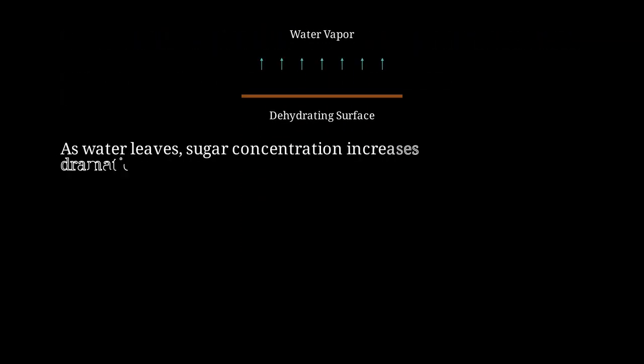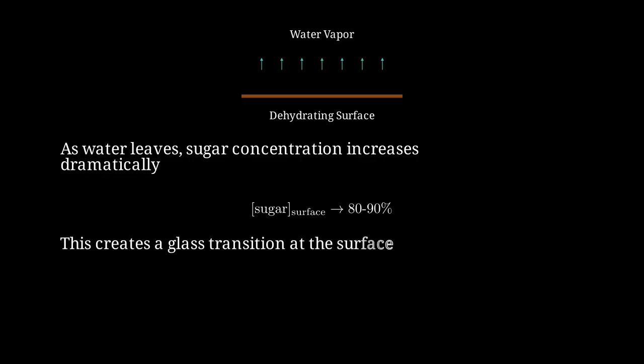As water evaporates, the sugar concentration in the surface layer increases dramatically. Surface sugar concentration approaches 80 to 90% by mass. This extreme concentration creates a glass transition, where the material becomes hard and brittle like glass. The glass transition temperature is approximately 60 to 80 degrees Celsius for high sugar meringue.